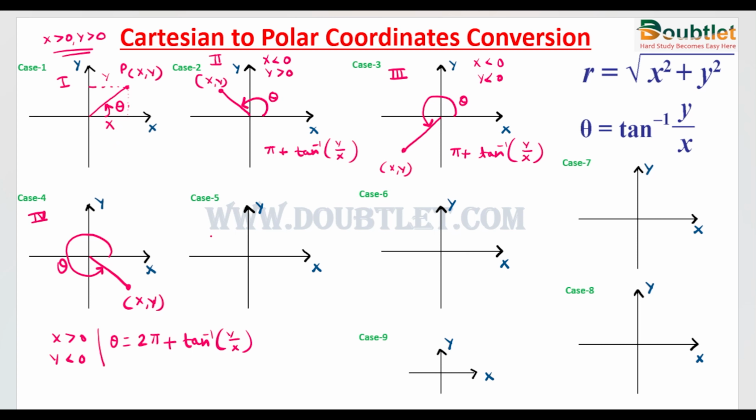Now we move to the fifth case. There is a possibility that the point can lie on the positive x axis. Here the value of x is greater than 0 and the value of y is equal to 0.